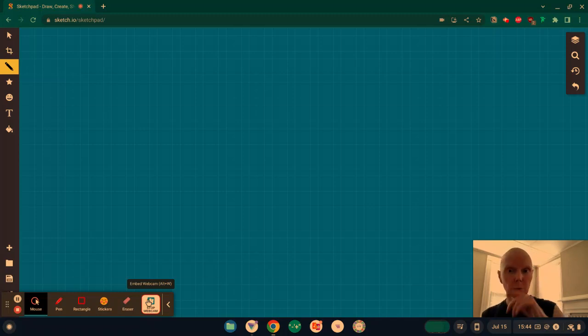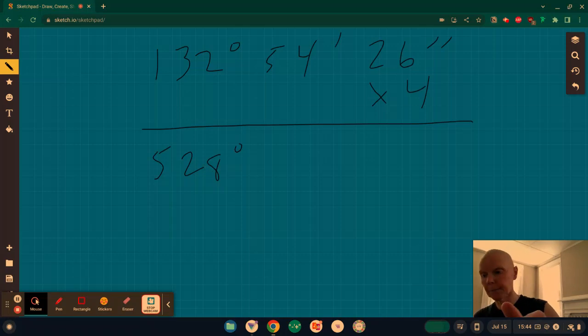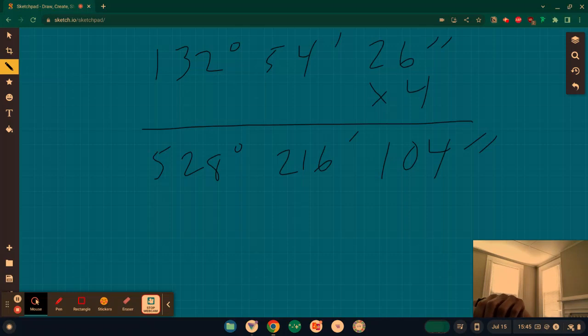So in the last video, we took this number, 132 degrees, 54 minutes, and 26 seconds, and we multiplied it by 4, and we got the result. Let me look at my cheat sheet. 528 degrees, 216 minutes, and 104 seconds. Yeah, okay. So that's the number we got.